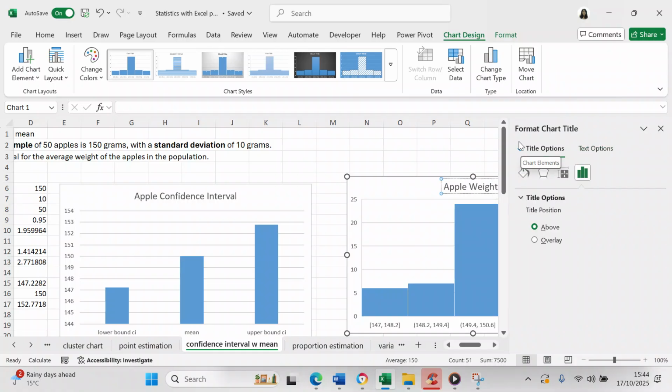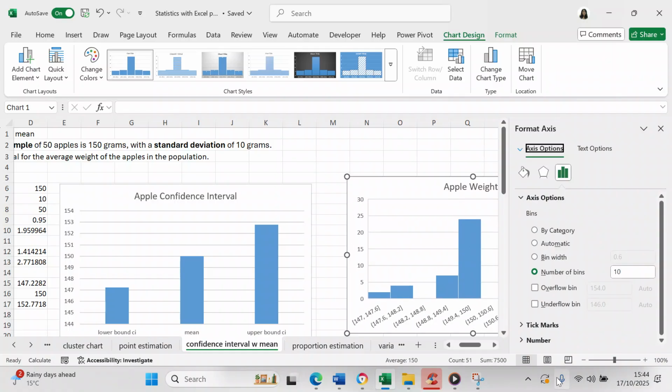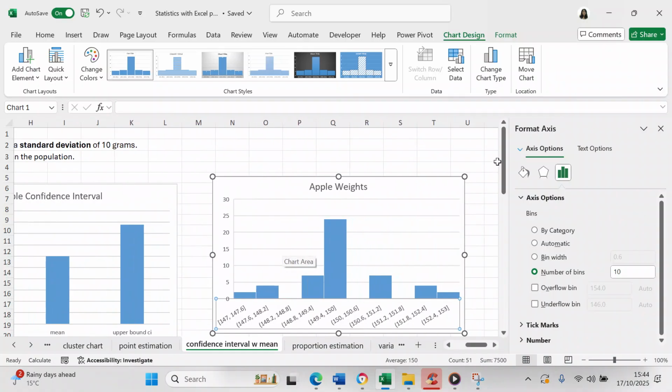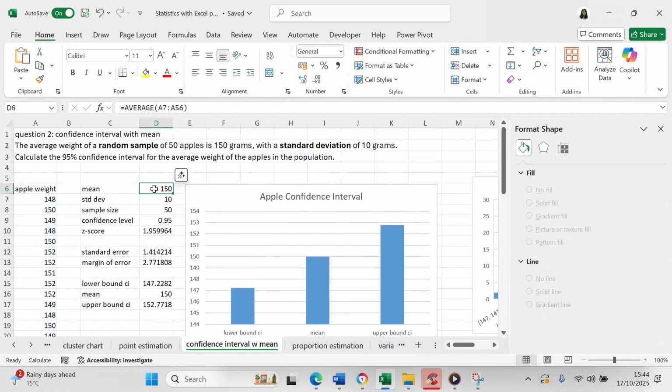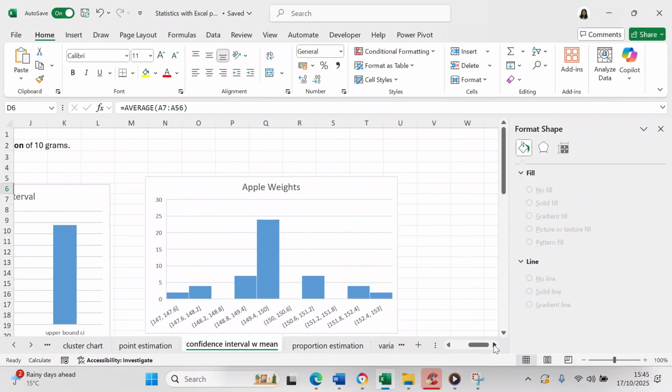Okay, so we're going to come over here to where it says horizontal axis, and we're going to say number of bins. We're going to say 10 bins. You've got 50 samples, and when you check 10 bins, it looks close to a normal distribution.